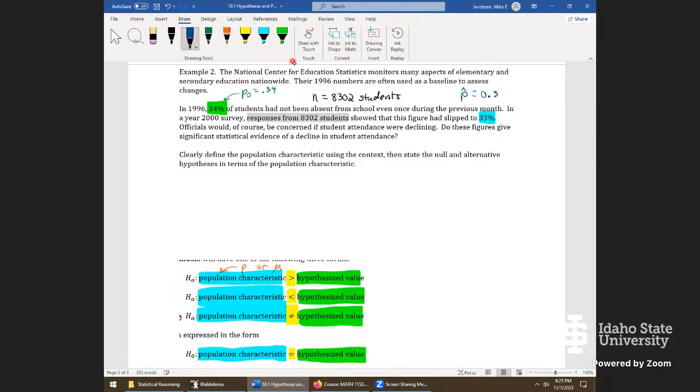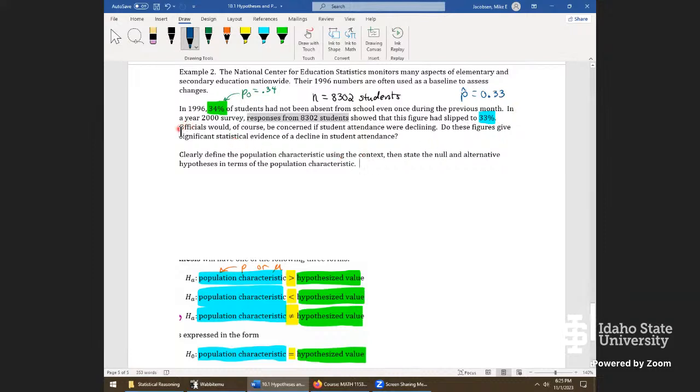equals 0.33. Now, that's really, really dangerous because if you look at our hypotheses here, we're going to define the population characteristic. That's not the danger. It's the hypothesized value. Now, this is suddenly extremely tricky because we have to know they're referring to the 0.34 when they say hypothesized value. They're never, ever referring to the statistic. So that's kind of tricky when we put all this together.